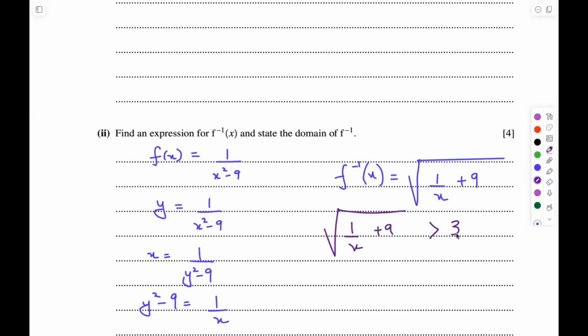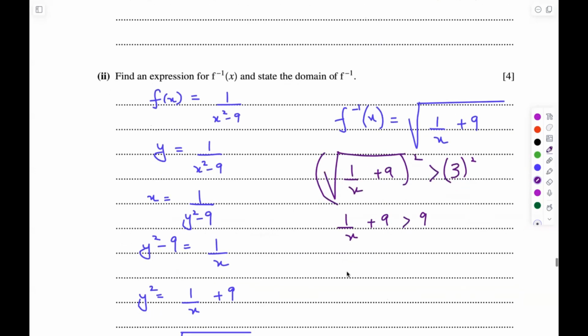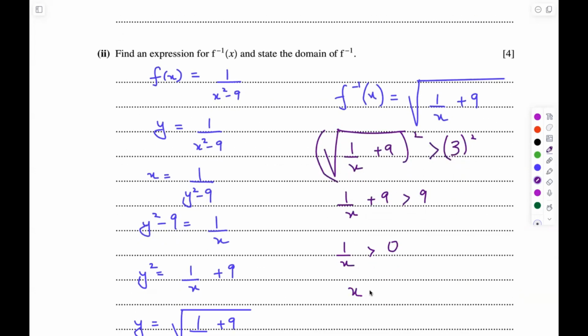So finding the value of x, we'll square both the sides. So squaring both the sides, we'll get 1 upon x plus 9 will be greater than 9. So 9 minus 9 will cancel. So we'll have 1 upon x as greater than 0, or taking the reciprocal of 1 upon x, x will be greater than 0. So the domain of f inverse will be x greater than 0.